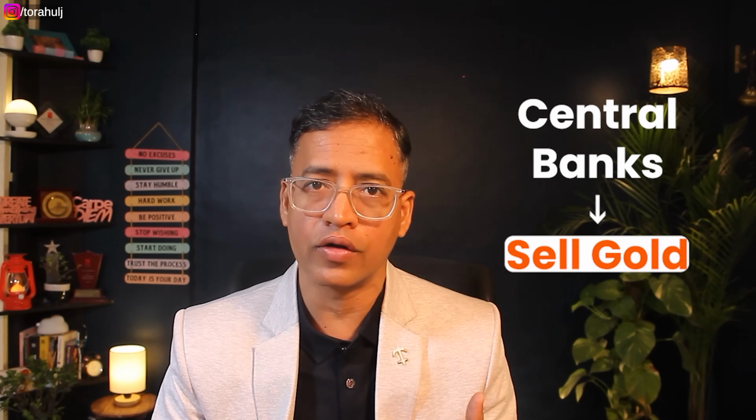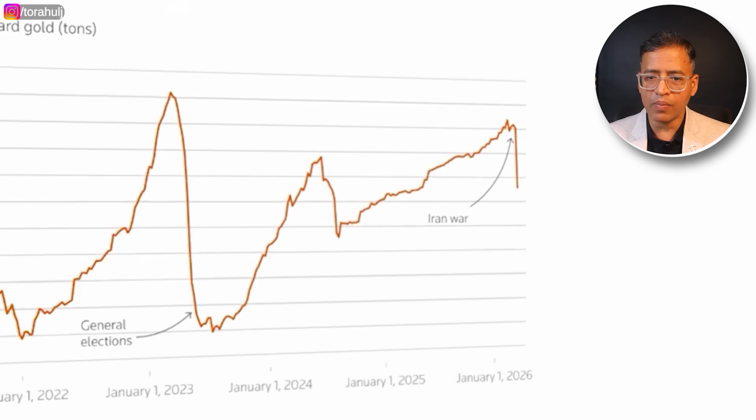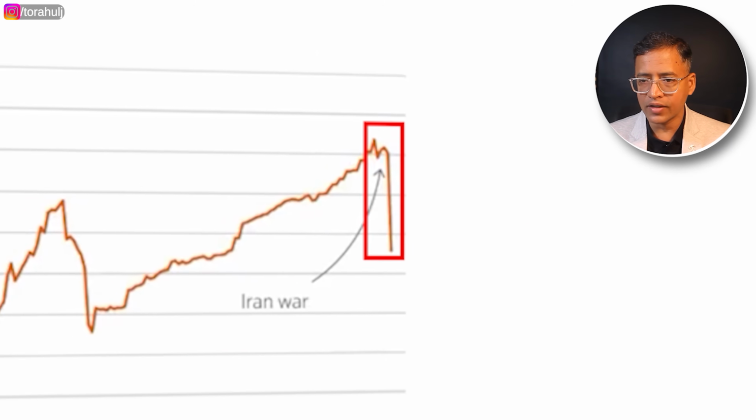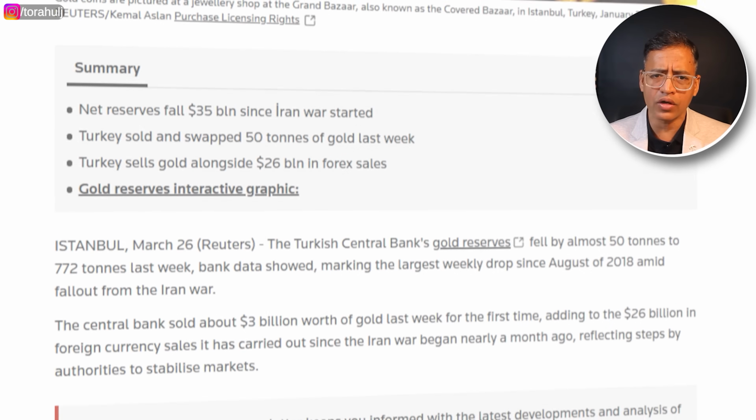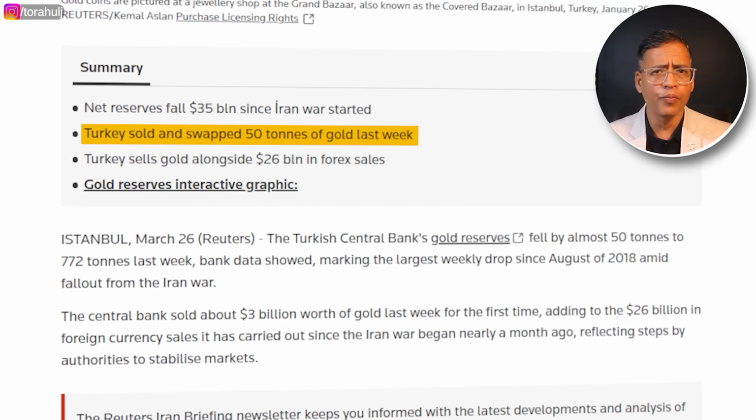Second reason was that some of the central banks started to sell gold, right, due to the Iran war. For example, Turkey, right? They had been buying heavily, but due to the Iran war, they started to sell. They sold around 57 tons of gold in the last few days, right? So some selling has happened by the central banks.